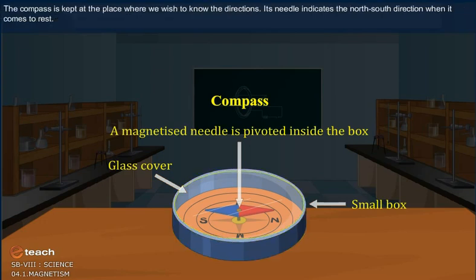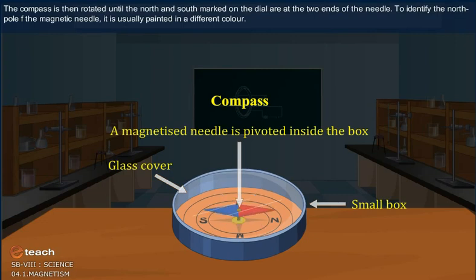The compass is kept at the place where we wish to know the directions. Its needle indicates the north-south direction when it comes to rest. The compass is then rotated until the north and south marked on the dial are at the two ends of the needle. To identify the north pole of the magnetic needle, it is usually painted in a different color.